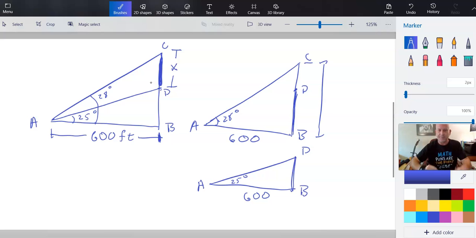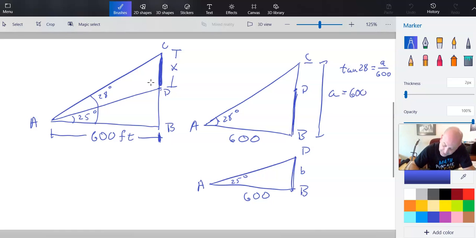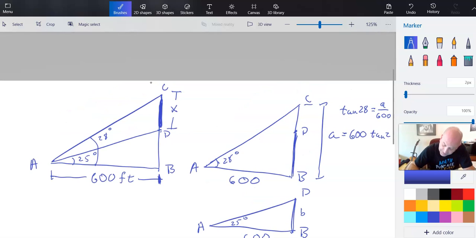So that's the idea. Just because they're missing pieces, I'll call this one A and I'll call this one B, just for the algebra. And I can see this again as a tangent. So here, tangent 28 is A over 600. And so from that, A is going to equal 600 tangent 28.